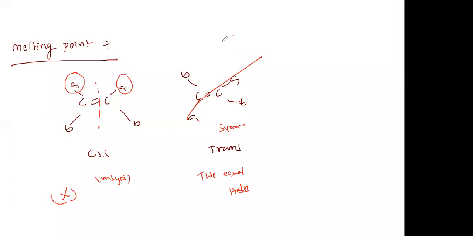Which one is symmetrical? You take any direction. If you are cutting this bond, it is equal. This is symmetrical, this is unsymmetrical. Whenever it is a symmetrical structure, it is a symmetrical packing structure. So the melting point of trans is always greater than cis due to its symmetrical nature. Generally we call it symmetrical packing structure. This is unsymmetrical packing.